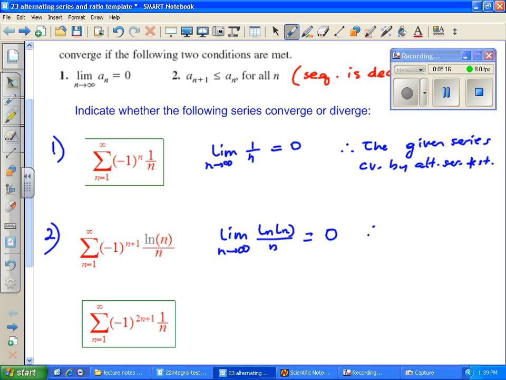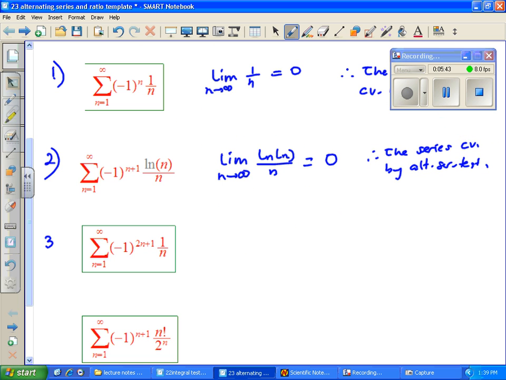So what can we say? The given series converges by alternating series test. If you wanted to, you could also confirm on the graphing calculator that this is indeed a decreasing series. If you graph it and it goes down as x goes to infinity, it's a decreasing function, ln x over x. You could check the second condition, but like I said, I'm not going to be picky about that. Just show me the first condition. I'm fine with that.